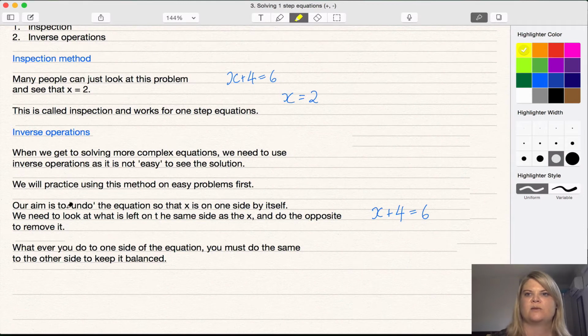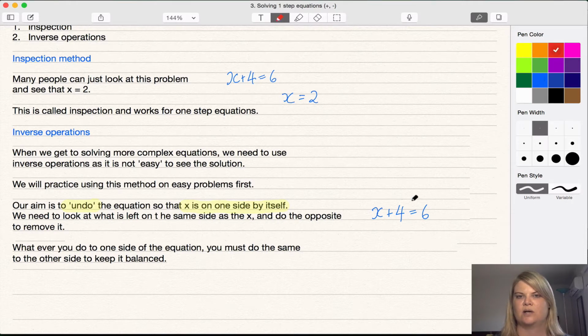And when we're talking about sides, we're talking about sides of the equal sign. So here's our same equation, and we've got two sides, the left-hand side and the right-hand side of the equal sign. I just put the dotted line in to show you; you don't need to put that in your working unless it helps you while you're learning. We've currently got an x and a plus 4 on this left-hand side, and we want to get the x by itself. So we need to look at what is left on the same side as the x and do the opposite to remove it.